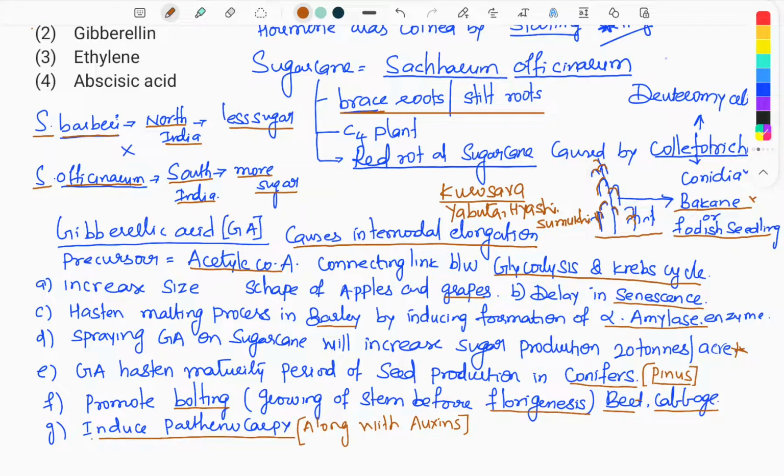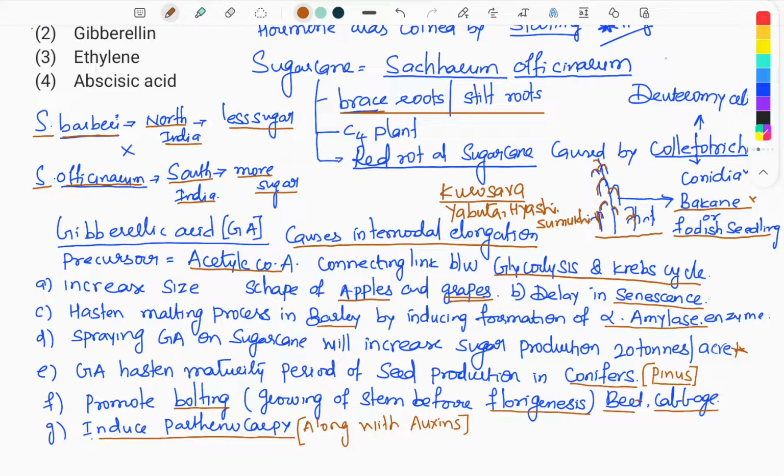Among them, GA3 is the most prominent one. Do remember, GA3 is the most prominent one. And coming to the physiological functions of gibberellic acid, it increases the size and shape of apples, that is, apples become larger in size due to the increasing of the pedicel, that is the stalk of the flower and then the stalk of the fruit. It also improves the shape.